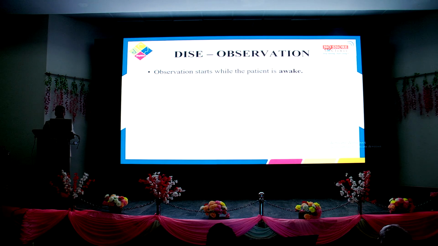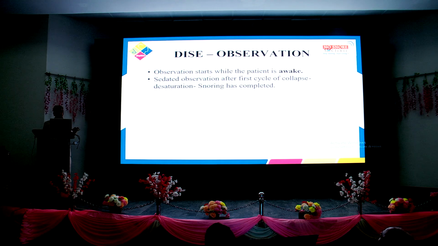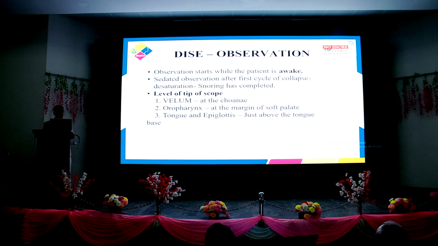And then when it comes to observation, always do an awake scopy. Do a complete awake upper airway scopy, then ask your anesthetist to start the sedation. This is very, very important. Then you wait for the first cycle of apnea and snore to end. Then you start your observation from the second cycle. You do your observation at three levels: the velum, the oropharynx, and the tongue and epiglottis.